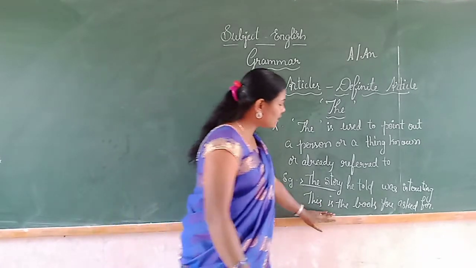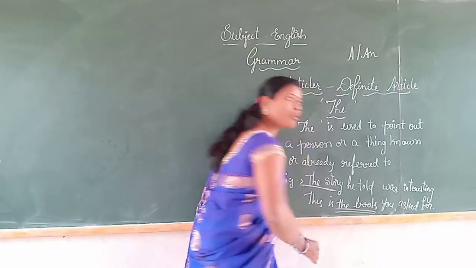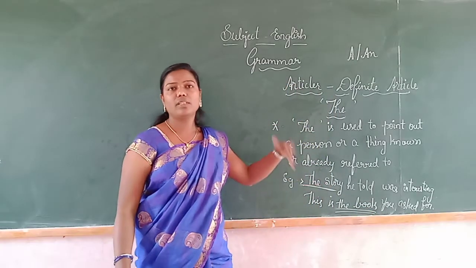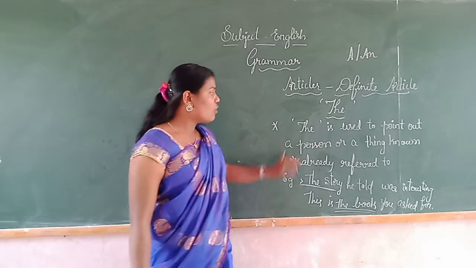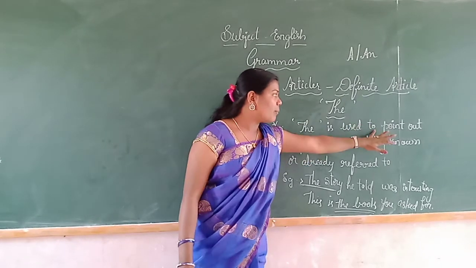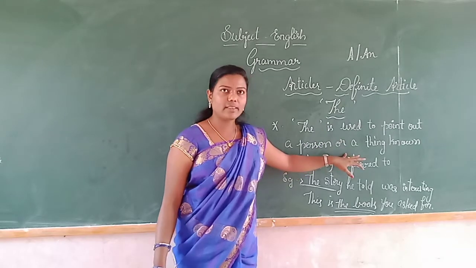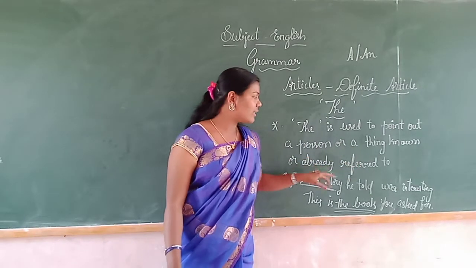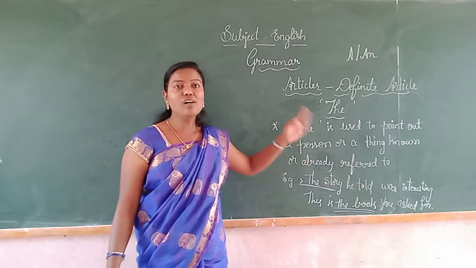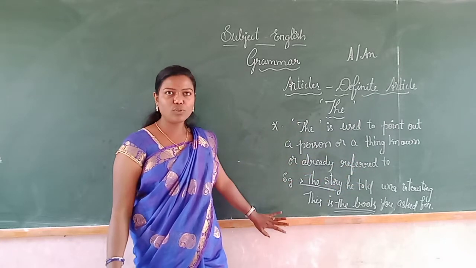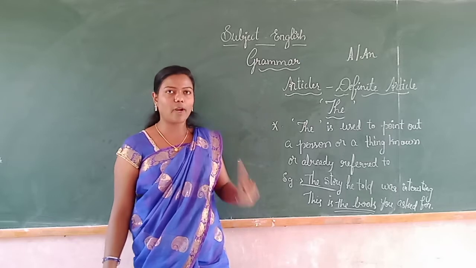Next one. This is the book. The book. Which book? We already know the book. The third standard book or fourth standard book. So the is used to point out a person or a thing, known or already referred. We already know that book or things. So one the time we use the. This is the first point.